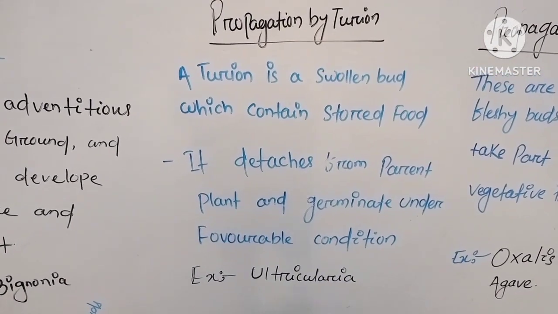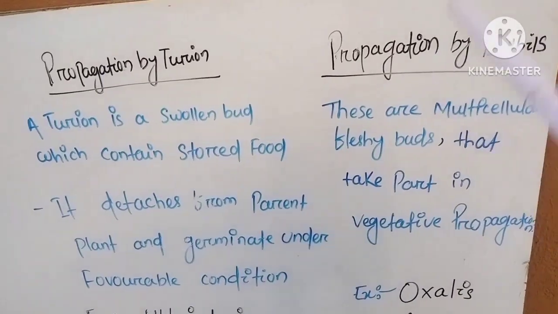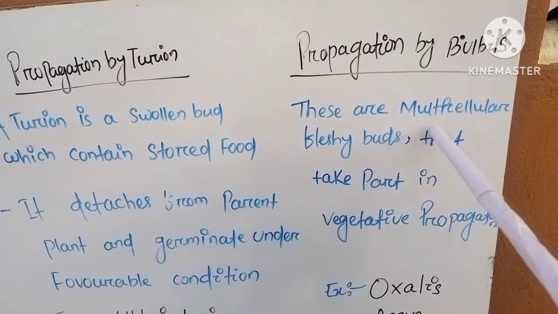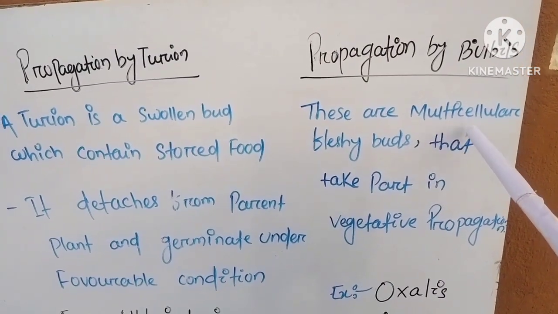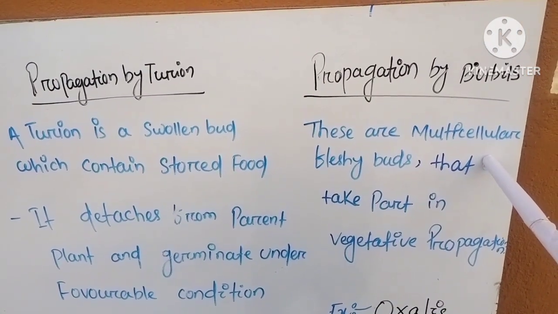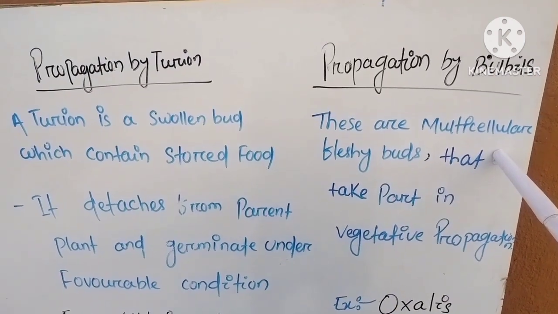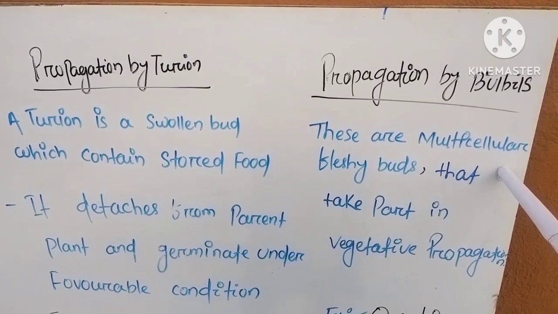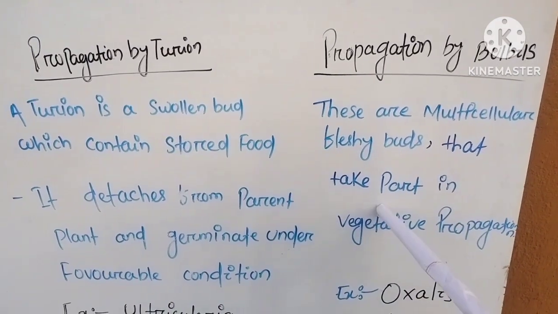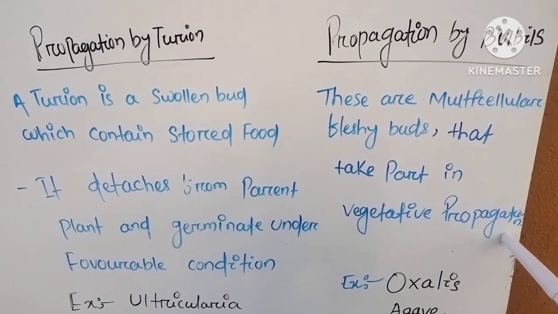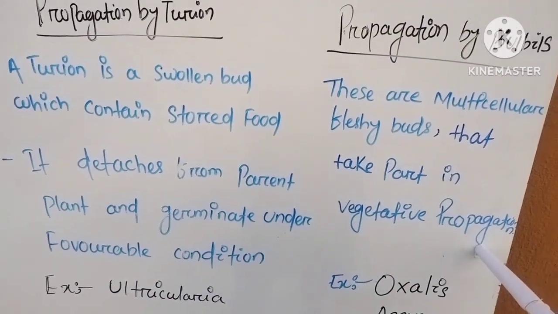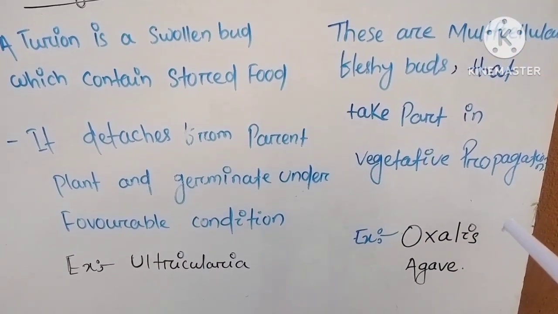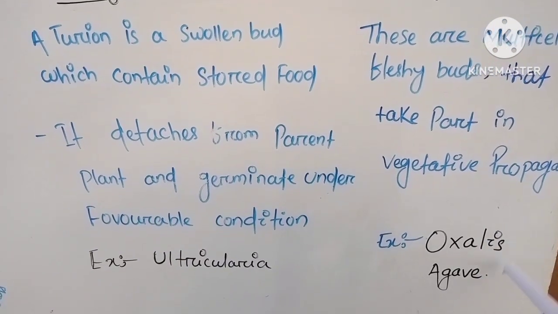An example is Utricularia. Next is the propagation method by the bulbil. These are multicellular fleshy buds. These are not buds, these are bulbils. Bulbils are individually multicellular in nature and very fleshy, containing a maximum amount of water, and they take part in vegetative propagation. They detach from the parent plant and develop into a new individual. Examples are Oxalis and Agave.